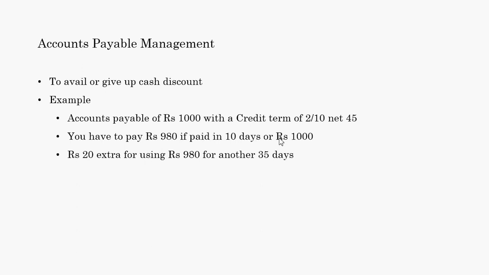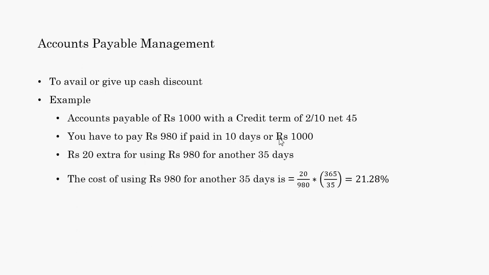Within 10 days you have to pay 980, but you're not paying it. So you're going to use this 980 for 35 more days, but you have to pay 1000 rupees to your supplier, which effectively means that you are paying 20 extra for using the 980 rupees for another 35 days. Now we are going to calculate the interest rate of this 20 rupees on 980 rupees.